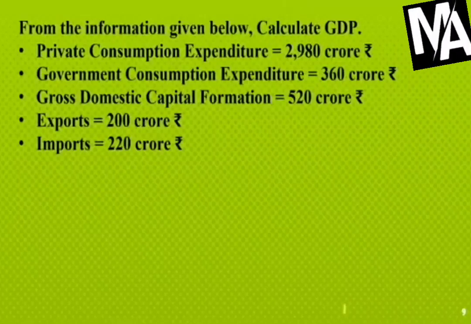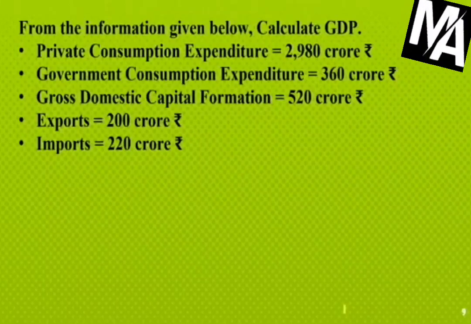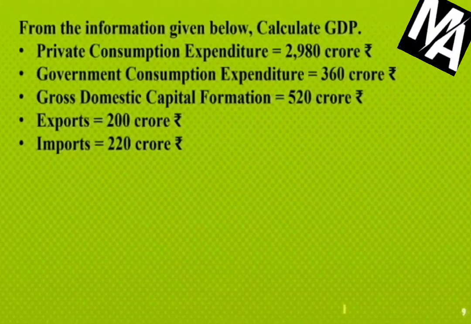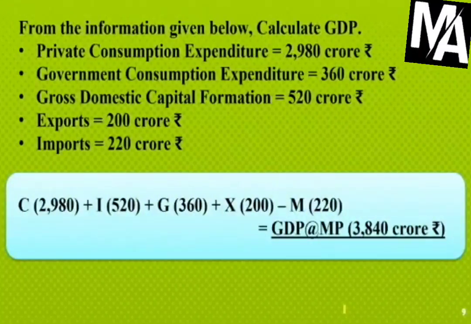So we have another problem here. From the information given below, calculate GDP. We have private consumption expenditure, that is 2,980 crore rupees. We have government consumption expenditure at 360 crore rupees. We have gross domestic capital formation at 520 crore rupees. And then exports at 200 crore and imports at 220 crore rupees. How are we going to solve? Exactly in the previous way.